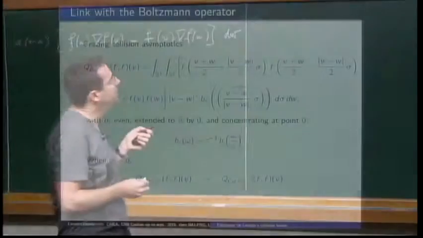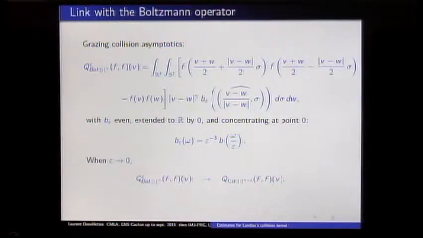Okay, and if you do this asymptotics, and so you put this cross-section here in the Boltzmann operator, and you let epsilon go to zero, then you end up exactly with the operator of Landau. And so there is really a link, a mathematical link, between the theory of the Boltzmann operator and the theory of the Landau operator. And one way of understanding the operator consists in finding epsilon-independent properties of the Boltzmann operator.